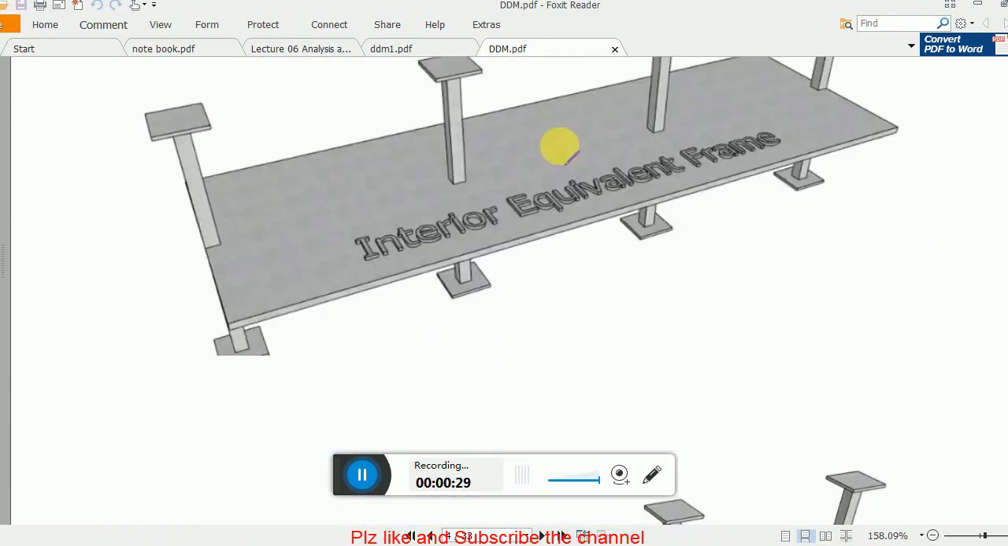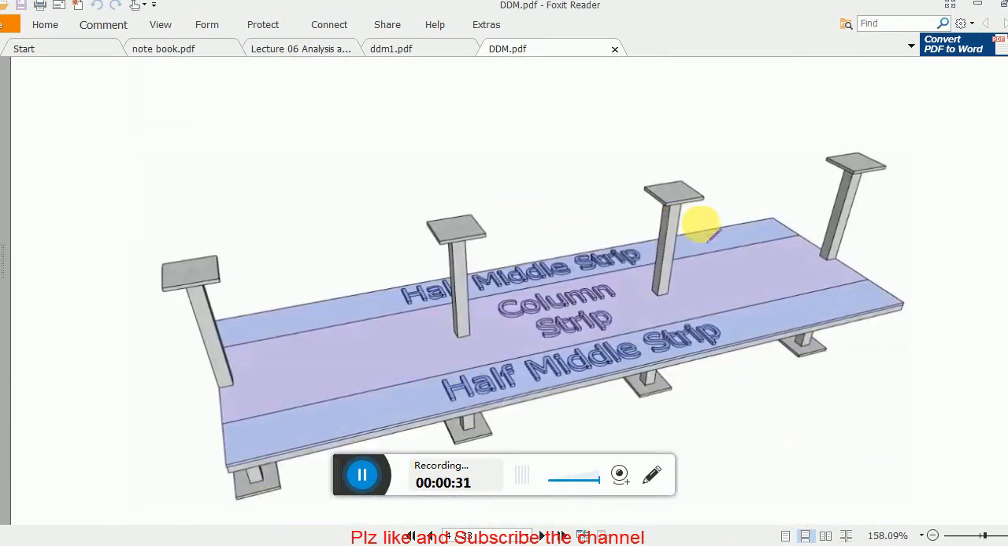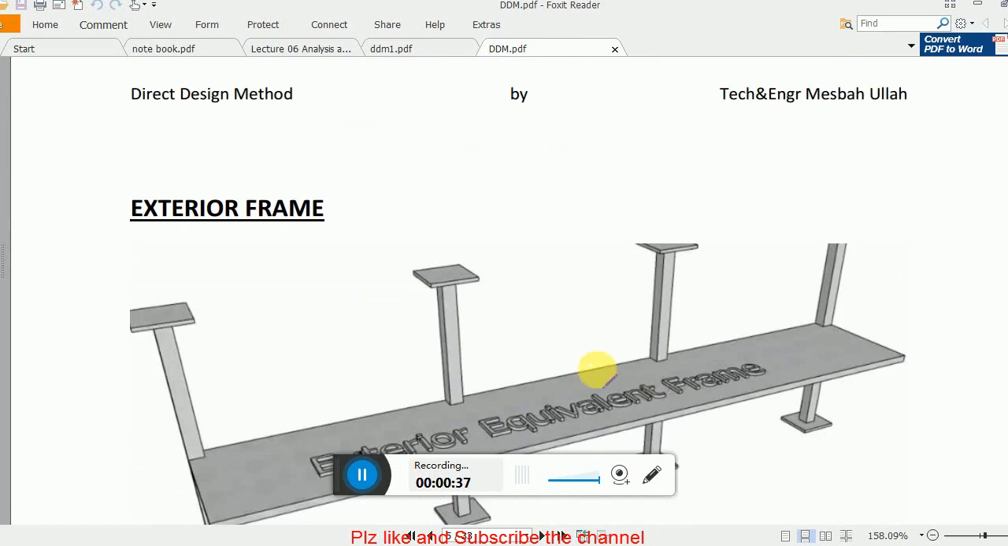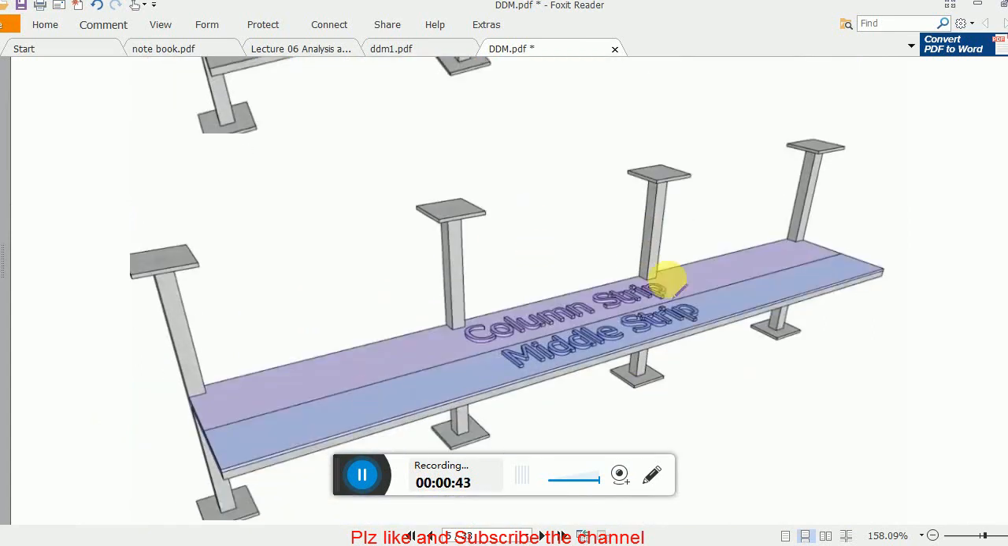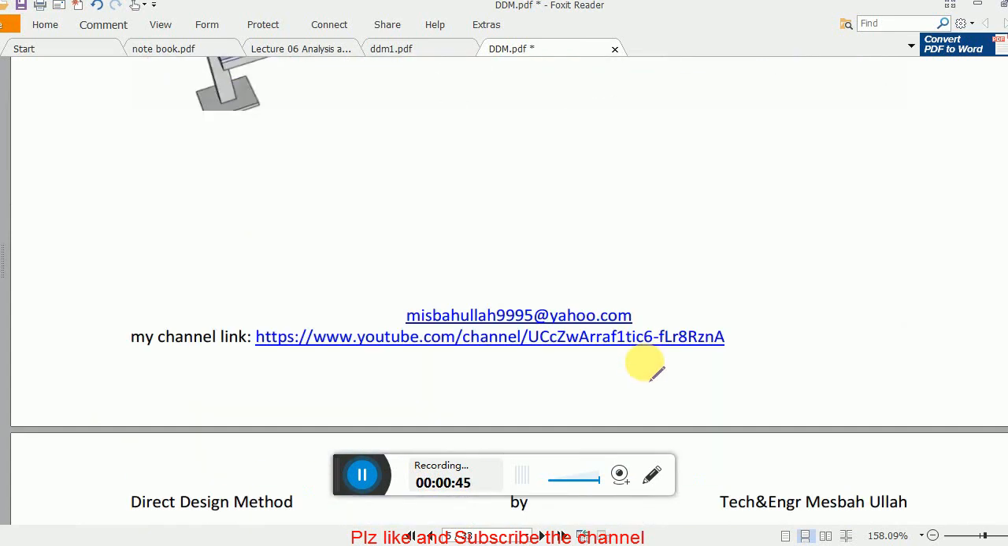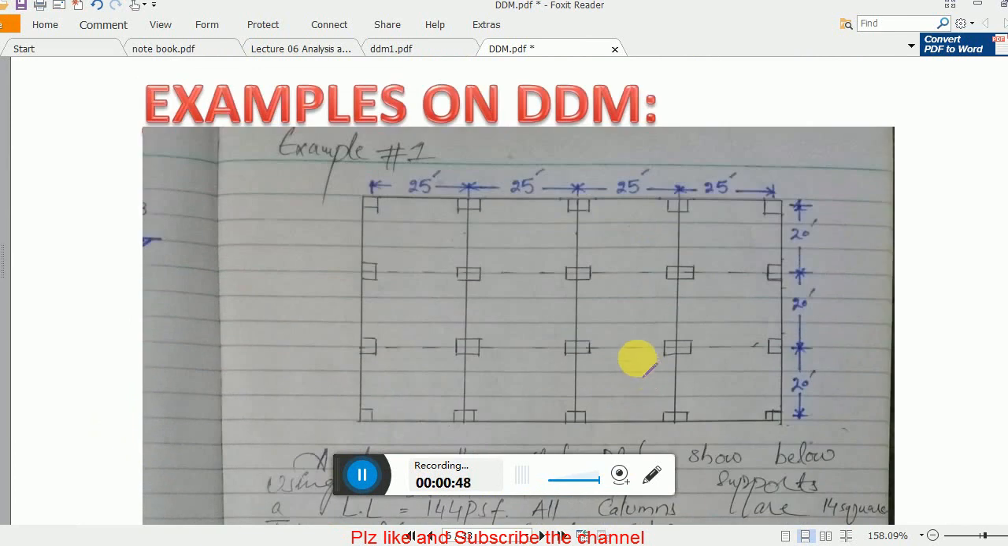You see how we have to choose the exterior frame, then we divide that interior frame into column strip and half middle strip and half middle strip, and then we extract our exterior frames, and then we divide that exterior frame into column strip and middle strip. Okay, so let's start the example.